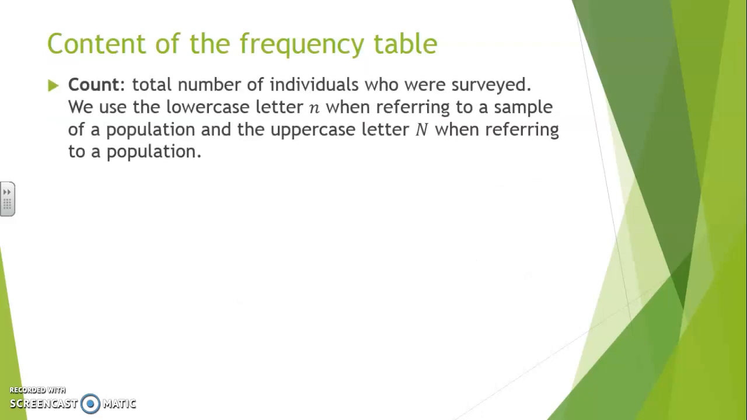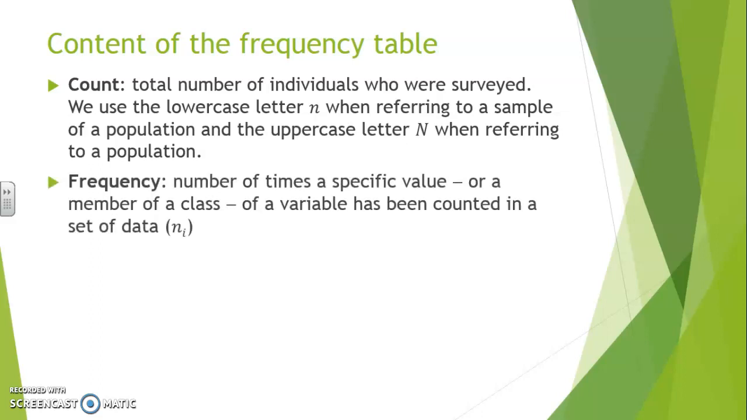So that means that essentially the content of the frequency table should have the count, so the total number of individuals who were surveyed. We use little n when referring to the sample size, or big N if the table actually presents population data, and big N would be the population size. The frequency is the number of times a specific value or observation or class has been counted, and we denote it by n lowercase i. n1 would be for the first group, or the first observation, n2 for the second, and so on.